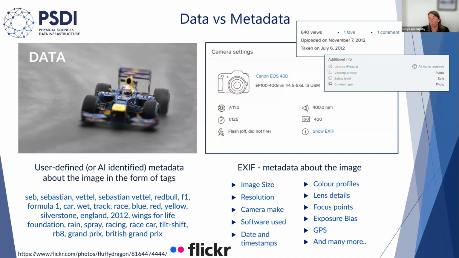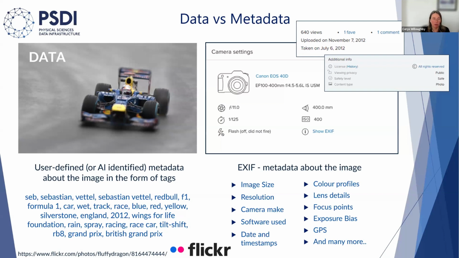Other metadata is also produced by the repository itself. For example, there's information about the license and about the privacy and the safety level. There's also information about how many people have viewed that image and who has liked it, who has commented on it. This is all metadata. And these are typically metadata that are captured by a computer, by some software, and put in there. But also it's possible to have user-defined data that's actually a little bit more interesting.